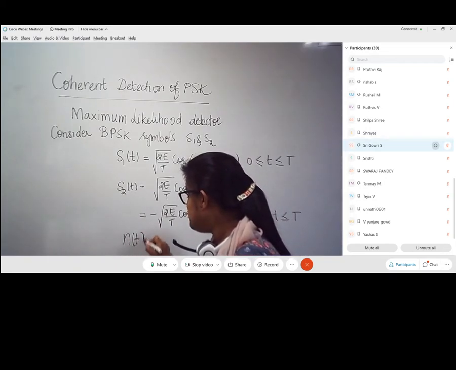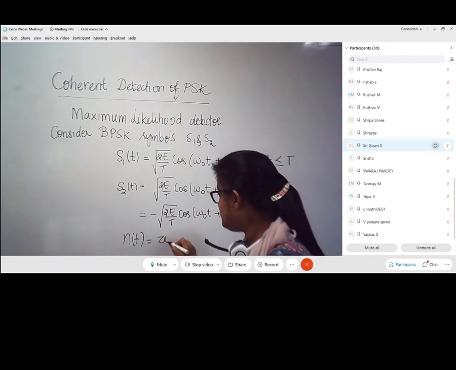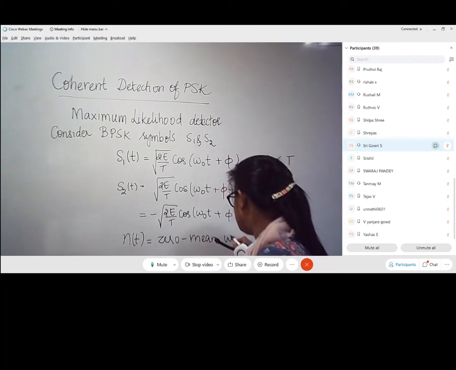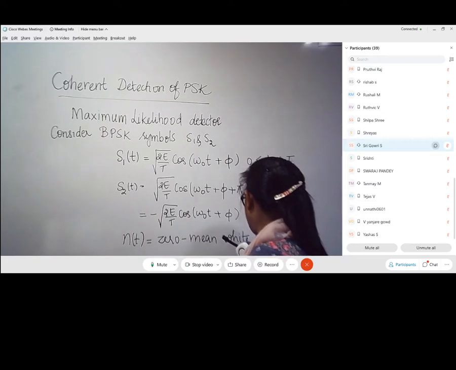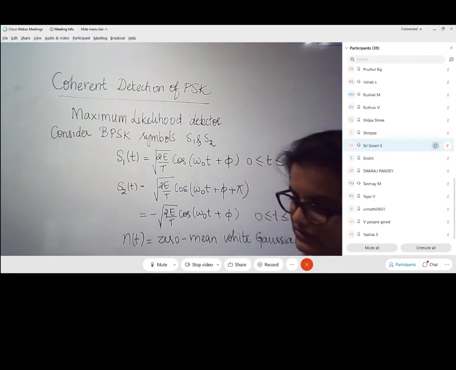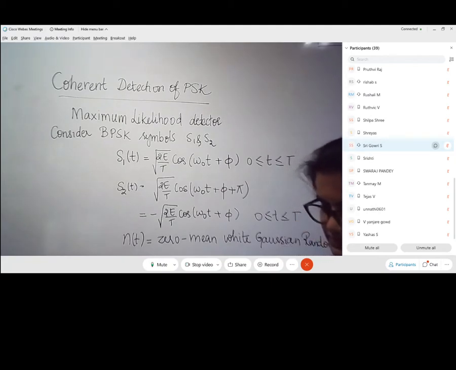So now when I send this S1 and S2 across the channel, the noise n0 of t gets added. So here we are assuming this noise that is getting added is zero mean white Gaussian noise. Whether I mention additive or not, it is obviously additive in nature. So whatever the noise that is getting added, it's a zero mean Gaussian random process. So n is detected as a random variable, and the process is the random process. It's a Gaussian random process.